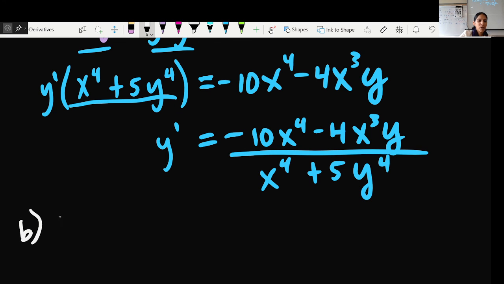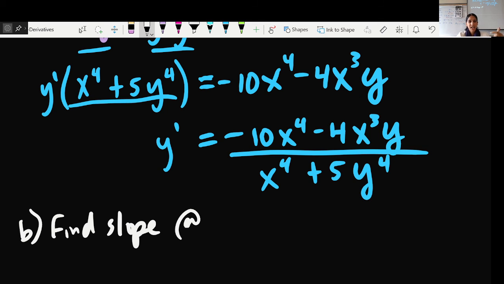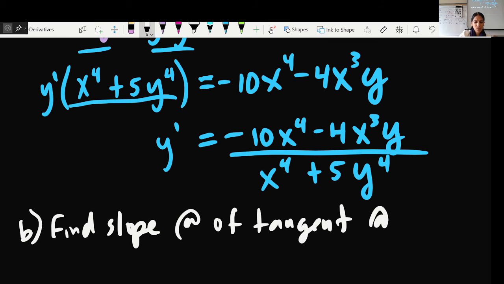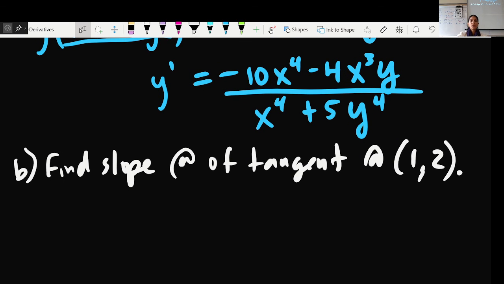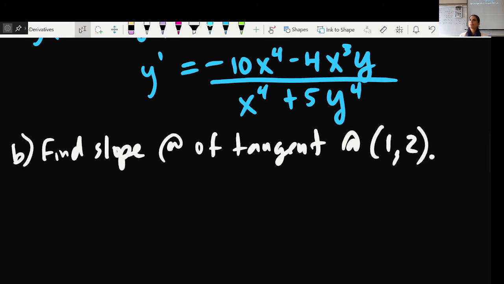Let's say I gave you a part B and I said find the slope. So find the slope. We don't even have to do this. I just figured so you could see the application. Find the slope of the tangent at the point (1, 2). Just a super quick run through of this. What would I do?